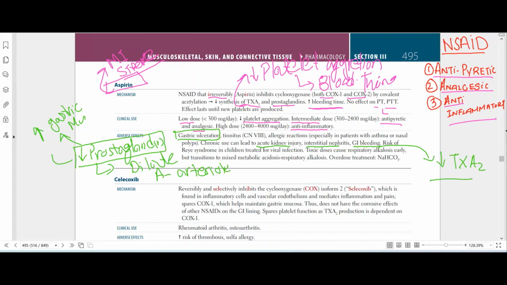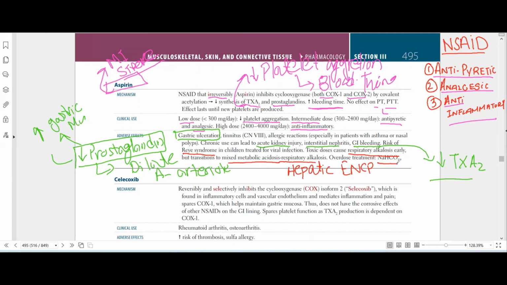Now the super high-yield side effect of aspirin is Reye syndrome. Reye syndrome is aspirin-induced hepatic encephalopathy in children who suffer from a viral infection. So aspirin is contraindicated in children who have a viral infection. The toxic doses of aspirin cause respiratory alkalosis early, but transition to a mixed metabolic acidosis and respiratory alkalosis later. Aspirin has no antidote, so an overdose of aspirin is treated with sodium bicarbonate and gastric lavage.